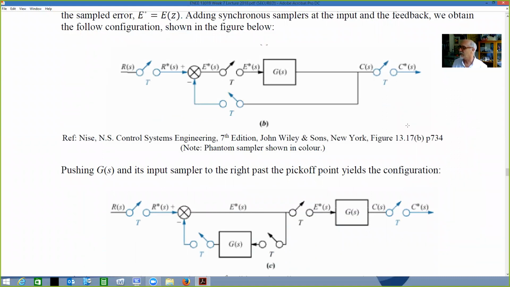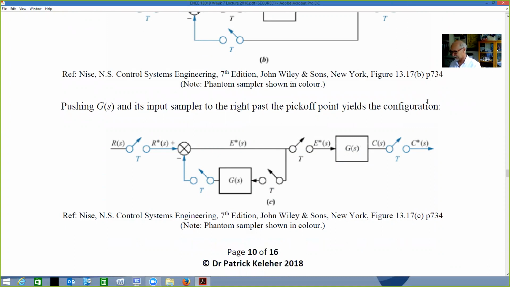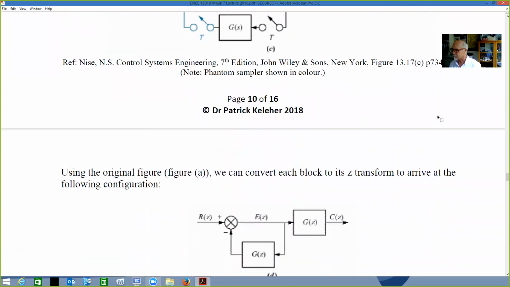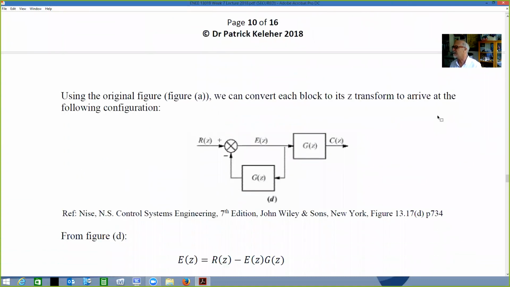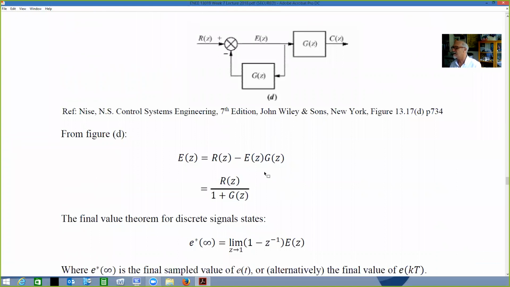Once we see that we can push the G of S into the unit sampler to the right of the pickoff points, then you can yield that configuration. Again, stock standard, follow that process. Okay, now if we use that original figure, we can convert each block to its Z transform to arrive at the following configuration. Great, so this looks familiar, of course.